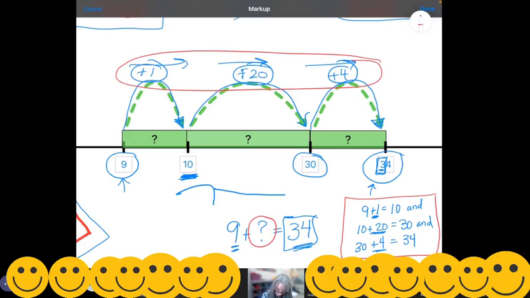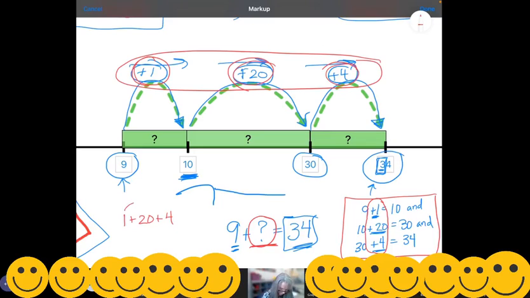I could also just look at what I wrote. I see that all of these numbers are the ones I added together. I've added 1, 20, and 4. Here they are, 1, 20, and 4. That's going to get me my missing number. So if I were to write it off to the side, 1 plus 20 plus 4, now I have to think about, what is that answer?